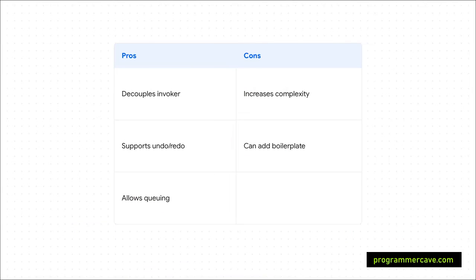And this is where it gets really interesting. Yeah, I can add a little more code, a little boilerplate, but look at that pro column. Support for undo and redo. This is a huge deal. You can just add an unexecute method to your command object, and suddenly, implementing a complex undo feature becomes almost trivial. For senior engineers, that's a massive win.